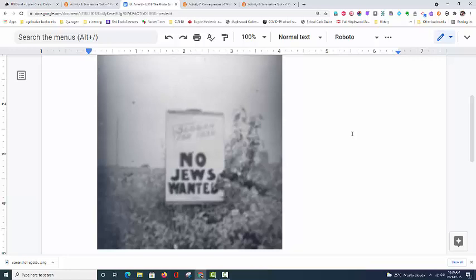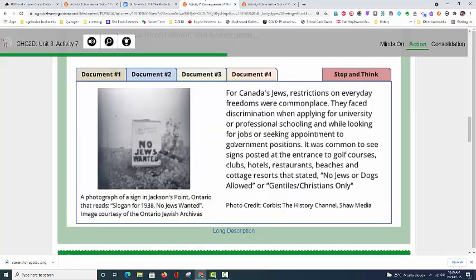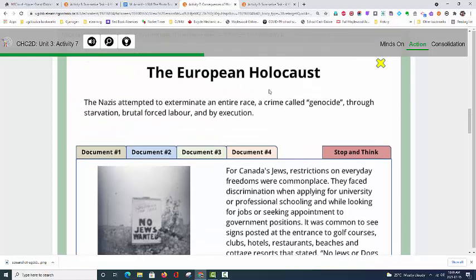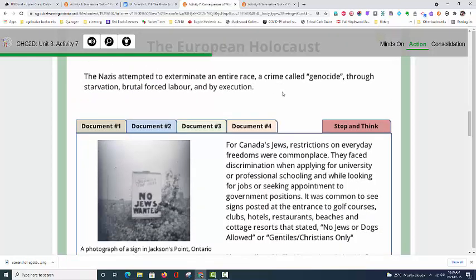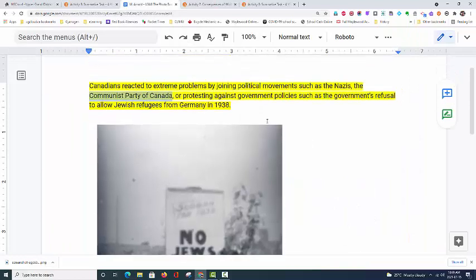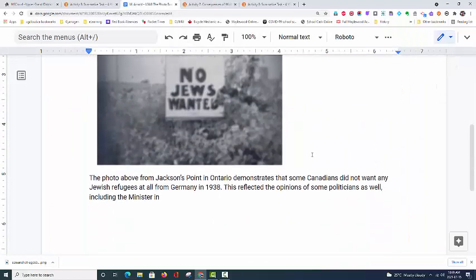The first image that I have found and included in my photo essay comes from the interactive, Document 2 of the European Holocaust from Unit 3, Activity 7. Since I used this, I do not need to include it in a bibliography. All right. If I scroll down, so that's the introduction, I've included an image.